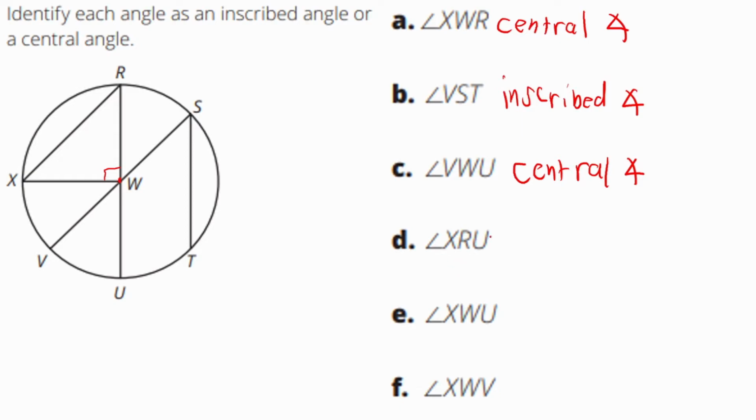Next up, XRU. I'm going to leave that for you guys to decide. Is that an inscribed angle or a central angle? And for the next two, I'm going to leave those for you guys to decide also. Are they inscribed or are they central? Remember, for inscribed angles the vertex will be on the circle, on the outside, and the central will be in the middle of the circle. Keep that in mind. Get these three done.